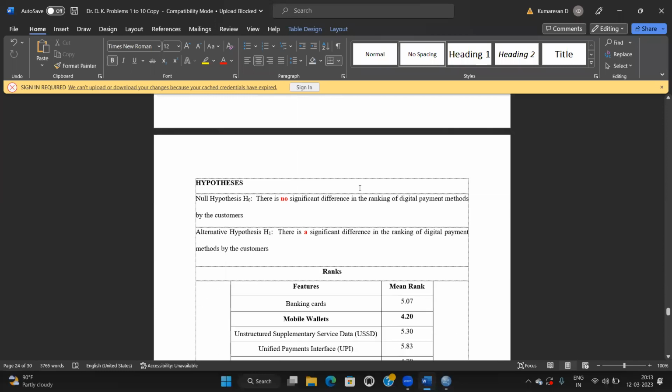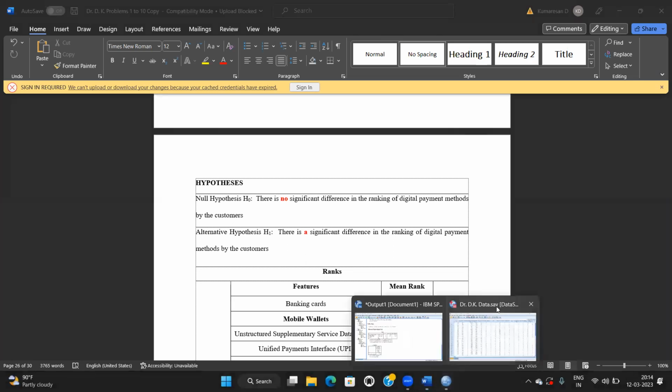For that, as usual, we are formulating the hypothesis. Null hypothesis: there is no significant difference in the ranking of digital payment methods by the customers. Alternative hypothesis: there is a significant difference in the ranking of digital payment methods by the customers. Now go to the analysis.